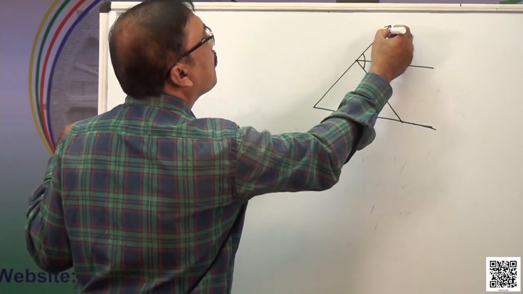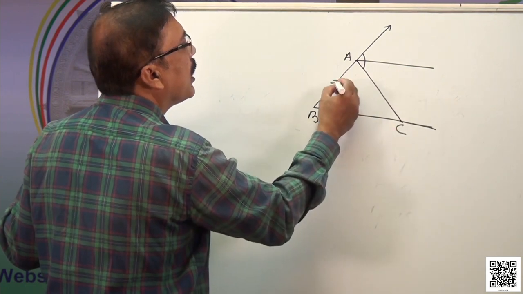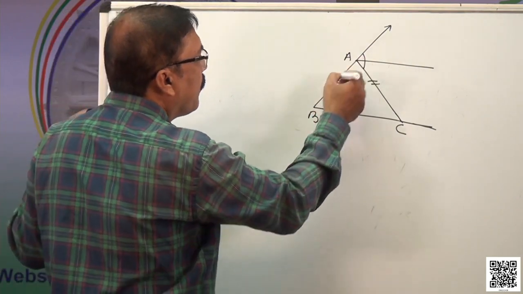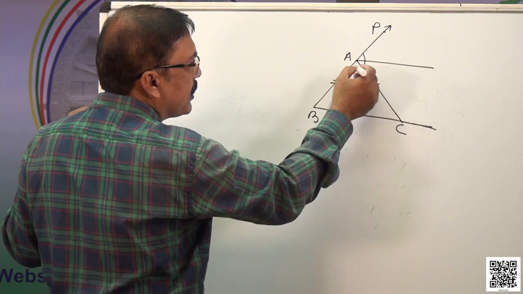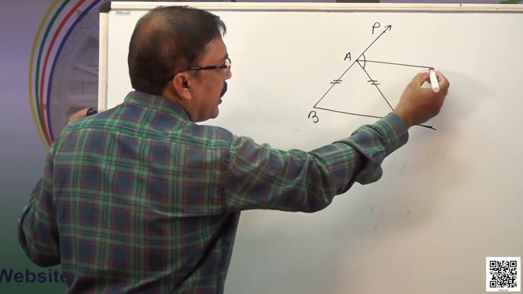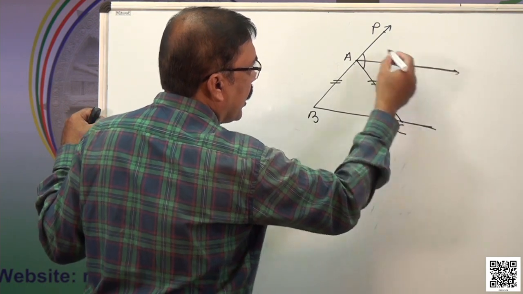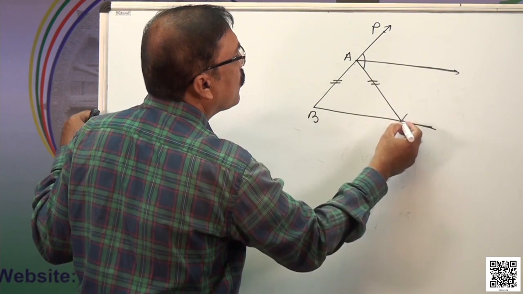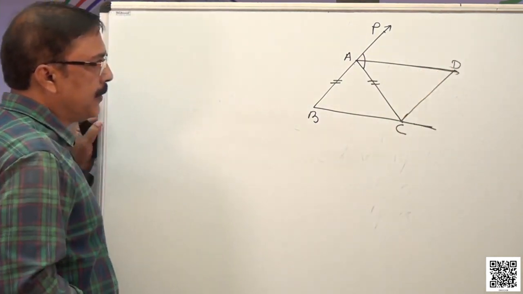See, this is triangle ABC in which AB is equal to AC, and BA is produced towards P, and PAC is the exterior angle. AD is the bisector of angle PAC and CD is parallel to BA. So, this point is D.